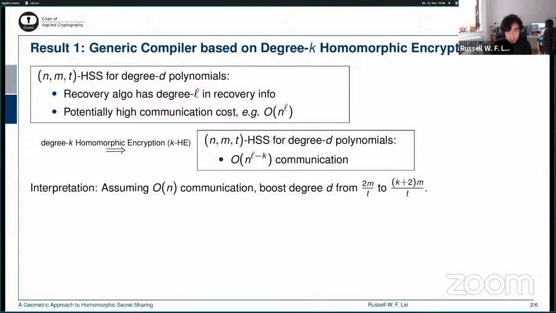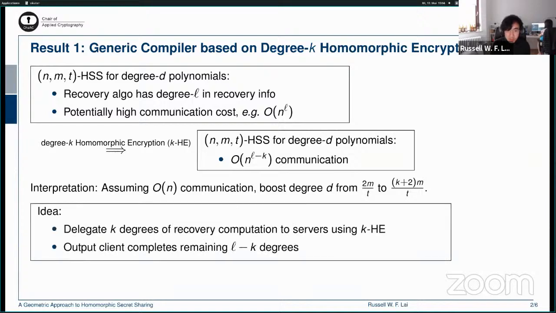So from another perspective, we can interpret this result as follows. If we insist to pay only order of n communication, then this compiler can boost the supported degree from 2m over t all the way to (K plus 2) times m over t, where K is the K of the homomorphic encryption. And the idea of the compiler is that we can push the K degrees of the recovery computation to the servers using KHE and let the output client complete the remaining L minus K degrees.